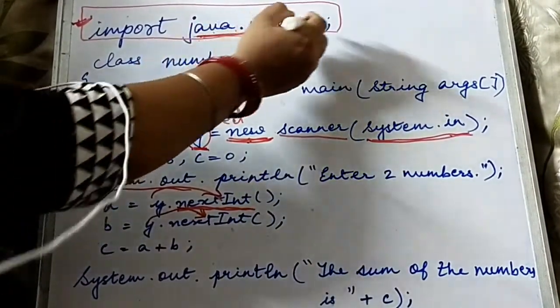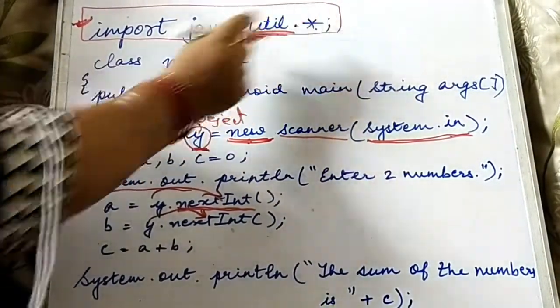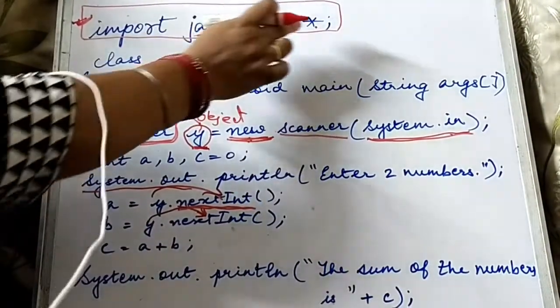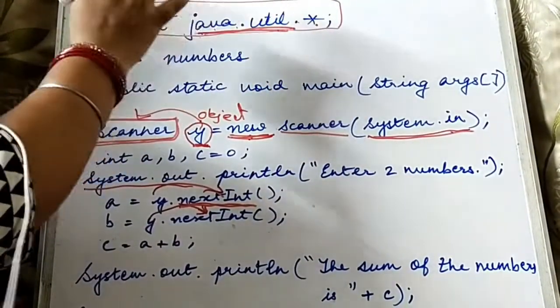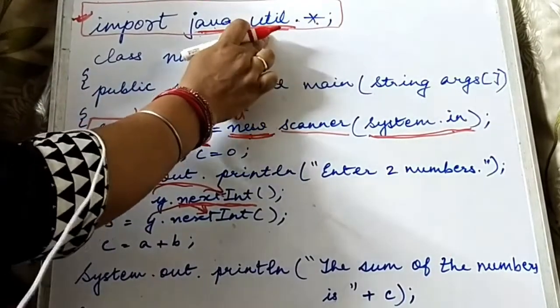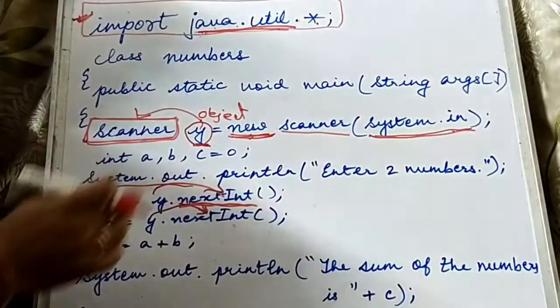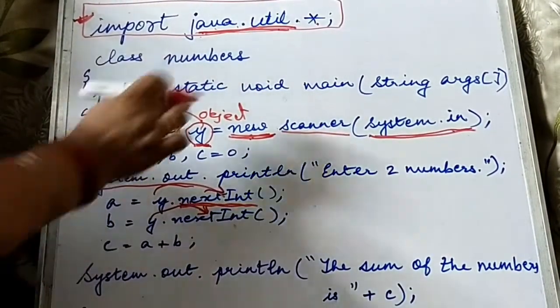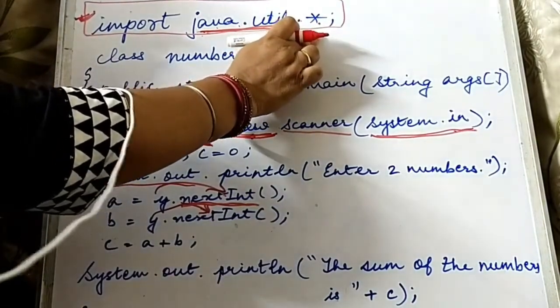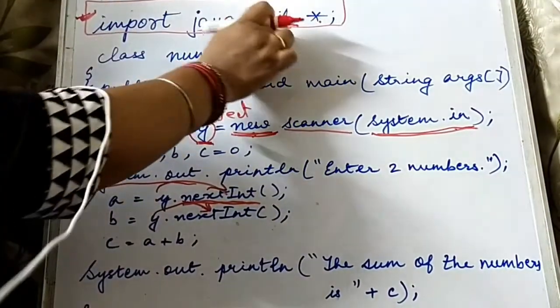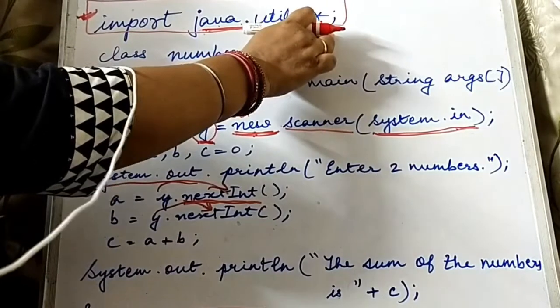If I write util.Scanner, then the Scanner class will also be linked to my program. But here I have written an asterisk. Asterisk means not only one class, but more than one class. However many classes are there in the util package, all the classes will be linked to our program. So I have given an asterisk here, and just remember this line will end with a semicolon.